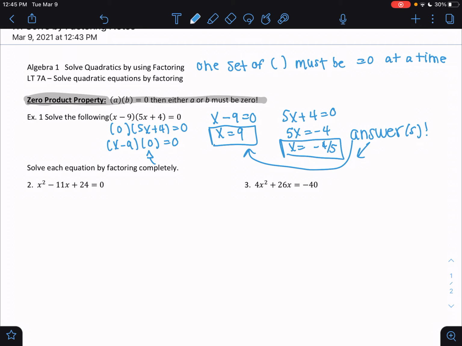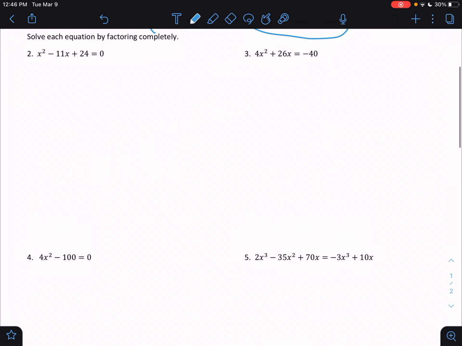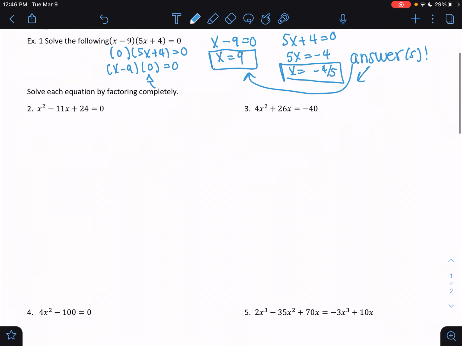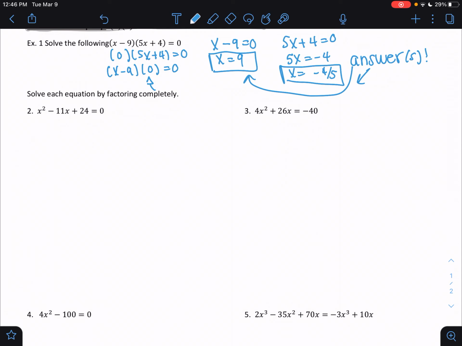So this example 1 was like an already factored problem, so we already had it in two sets of parentheses. That was just to get us thinking about that. Now in the next 4, we're going to have to actually factor them into those two sets of parentheses, and set each of them equal to 0. So, do you remember how to factor? If not, I'm going to go through the steps again.